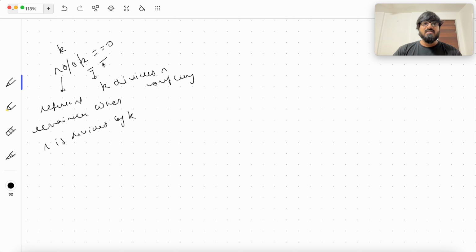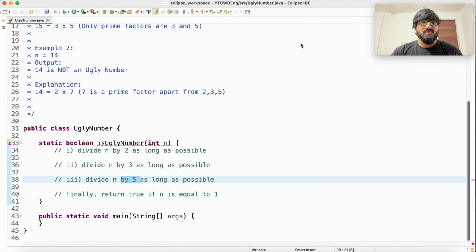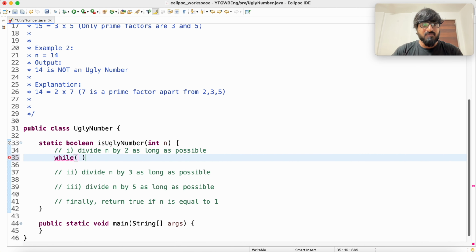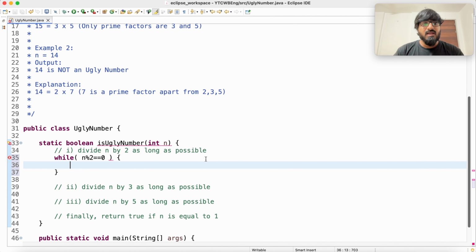So this condition will tell us if n is divisible by k, and then we do n = n / k if this condition is true. The values of k we need are 2, then k equal to 3 for divisibility by 3, dividing as long as possible by 3, and then k equal to 5. So we say while n % 2 == 0, to make sure n is divisible by 2, we do n = n / 2. We divide n by 2 and store it back into n.